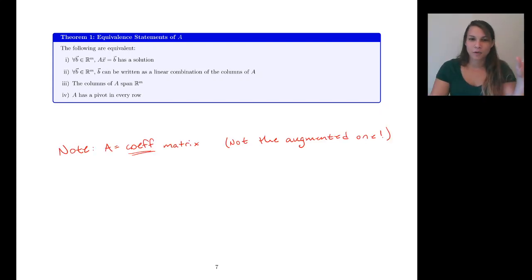Forgot to point out real quick, A is the coefficient matrix, not the augmented one. I know I said it earlier, but I wanted to highlight that here at the end. So there's your warning. Bye.